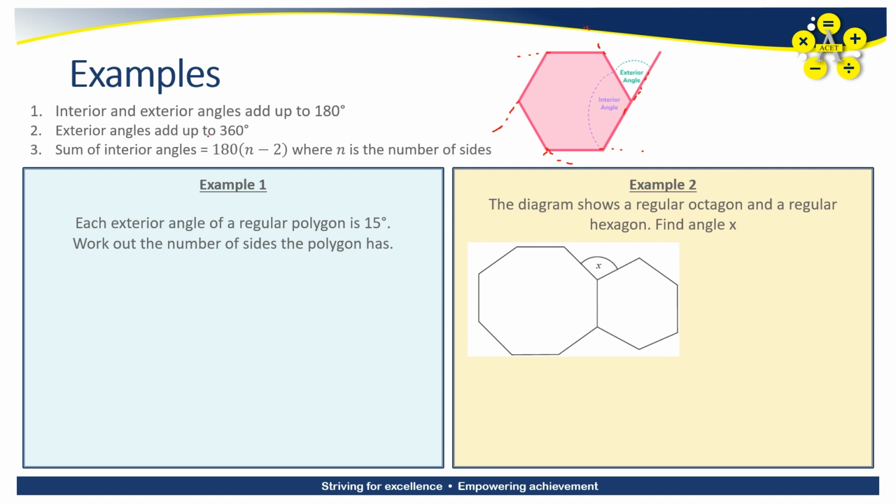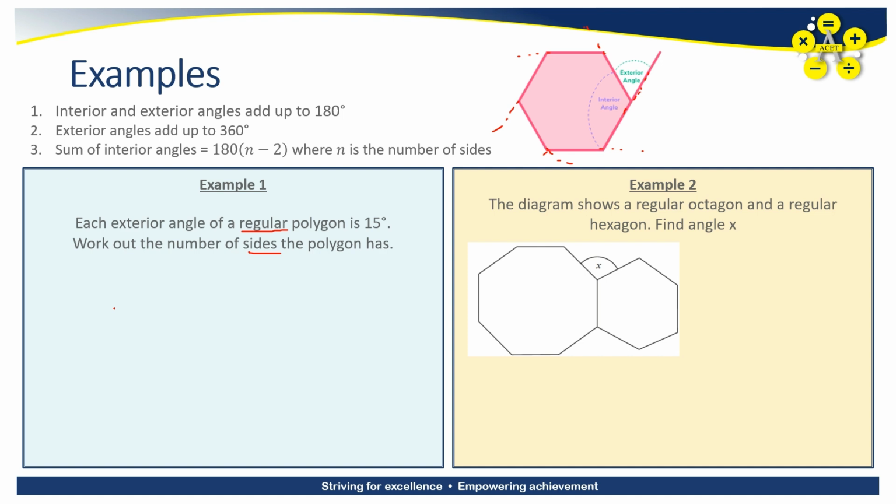We're going to look at some examples now which include this knowledge, and then there'll be some chance for you to practice. So example 1, we've got exterior angles of a regular polygon. It's 15 degrees, and we want to know what the number of sides are. Now this word regular is really important because that means that each of those exterior angles are exactly the same, because each of the sides of the polygon are exactly the same.